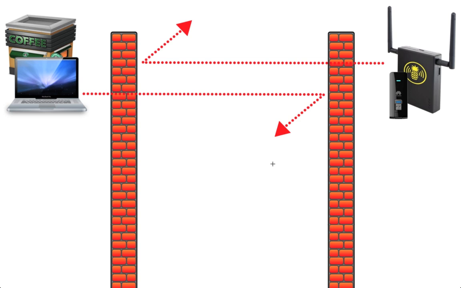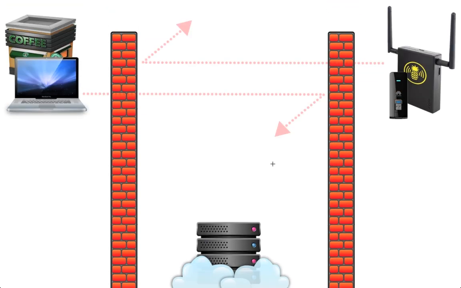And the way a firewall works is it allows outgoing connections, but it doesn't allow incoming connections. And you can see in the illustration that the Pineapple can send a communication through its firewall, but it cannot breach the firewall that's protecting the computer. The same goes for the computer. It can reach out, but it can't breach the firewall in front of the Pineapple. So what if we introduced a middleman?